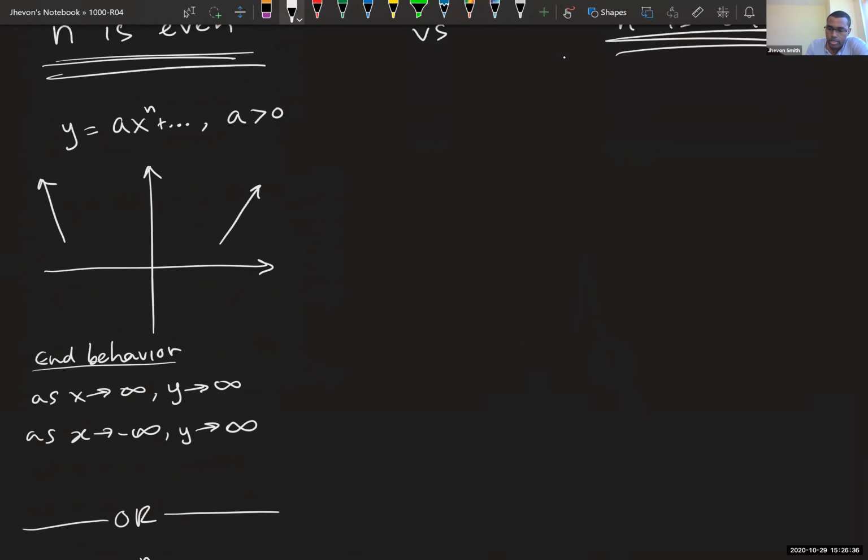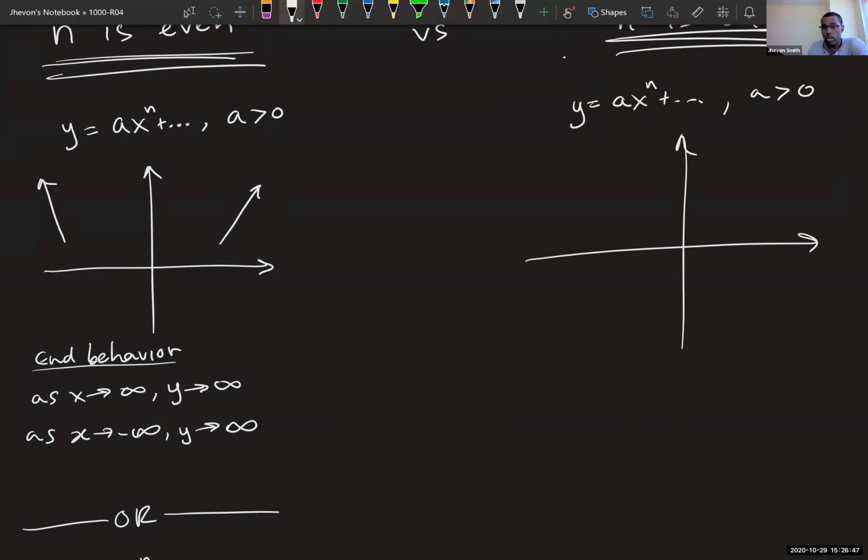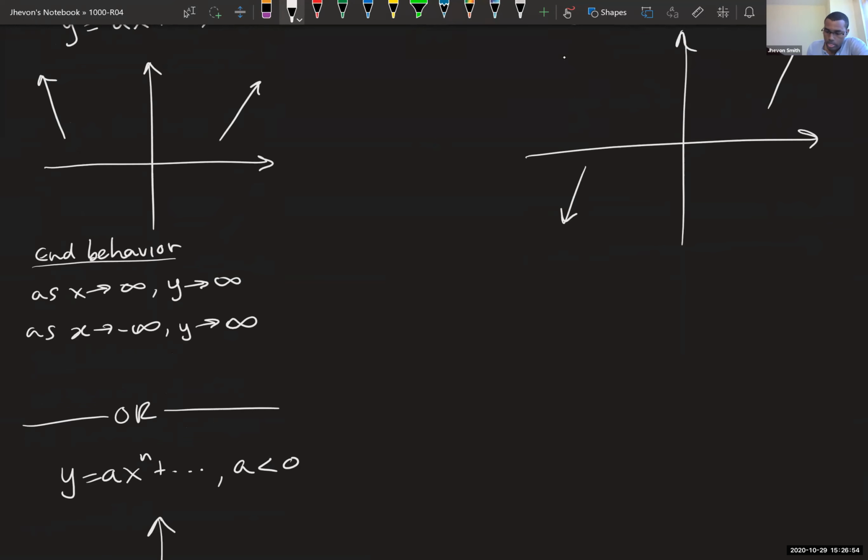For the odd case, both sides do something different. Specifically, when the leading coefficient is positive, the right side goes up and the left side goes down. So you can describe that by, as your x goes to infinity, your y will go to infinity. And as your x goes to negative infinity, your y would go to negative infinity.